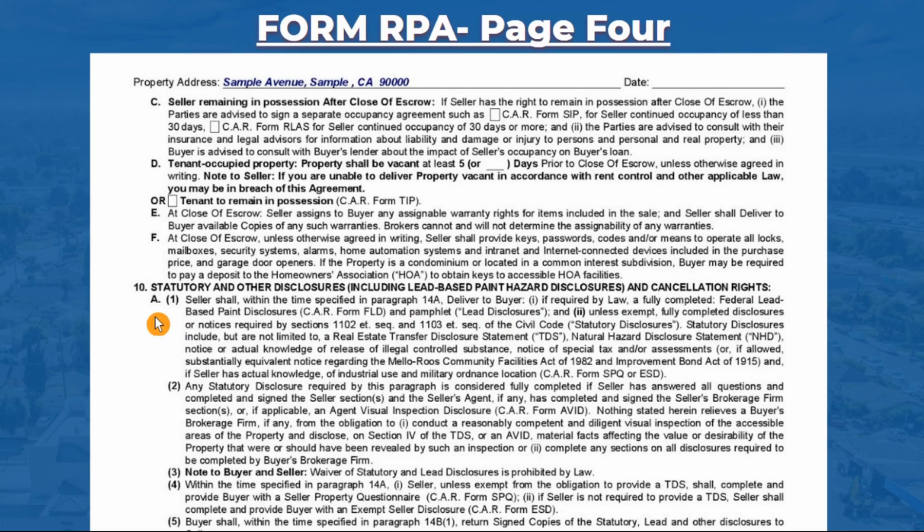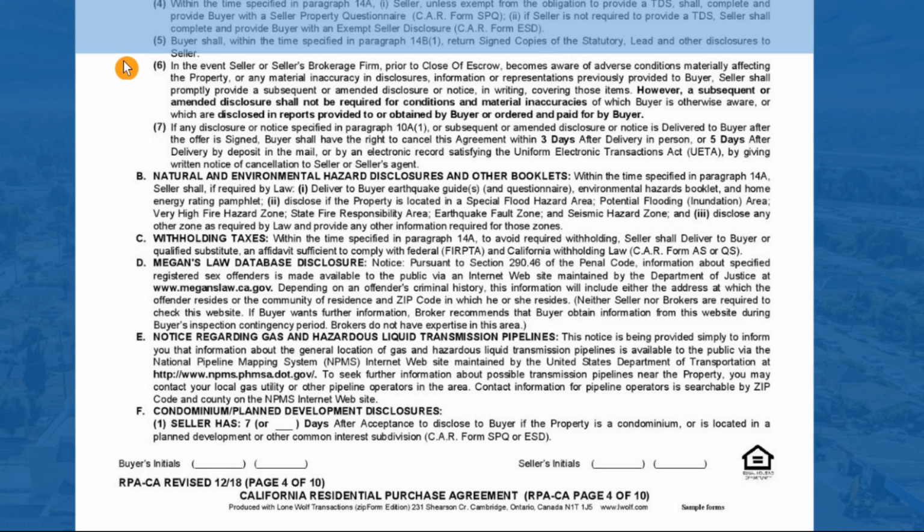So in section 14, which is going to come up on page 6, there are a number of disclosures that the seller will need to provide, and those are all talked about here. And see here in section 3, waiver of statutory and lead disclosures is prohibited by law. So within a certain time frame stated in section 14A, the seller needs to provide all of the disclosures unless they are exempt. These are some other stipulations.